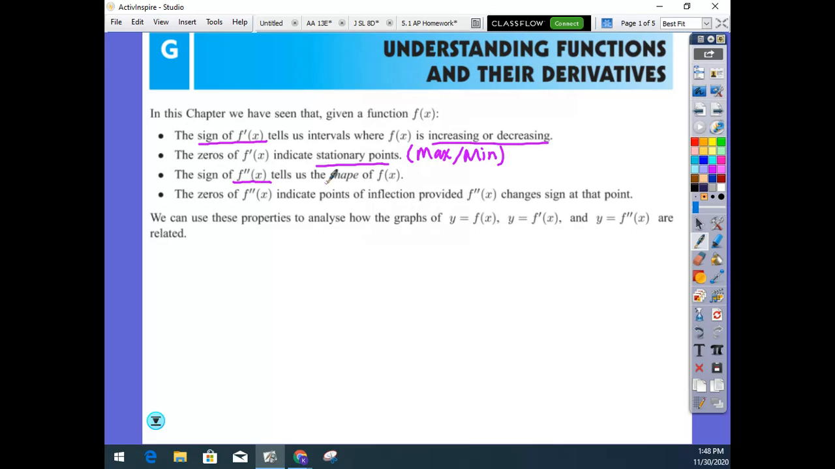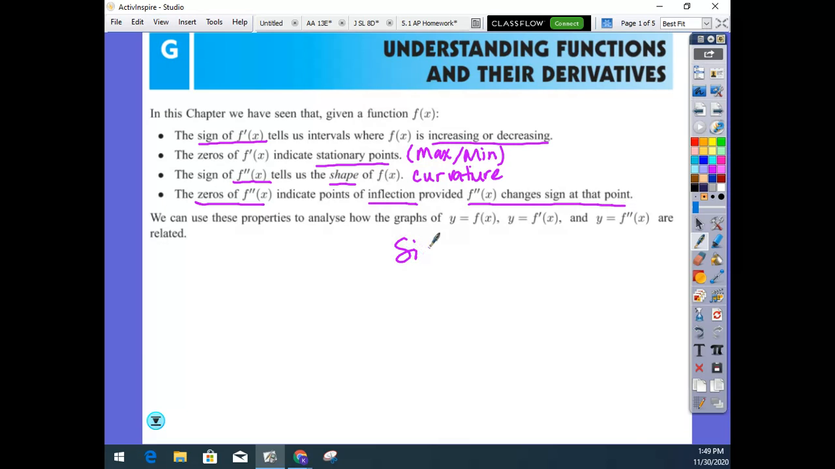F double prime tells the shape or the curvature, concavity. Any of those words are important to know. And the zeros of f double prime tell us the inflection points, as long as the second derivative also changes sign. So we use our sign charts to determine everything. When we put on the sign charts, we put the zeros, and then we test whether intervals are positive or negative.